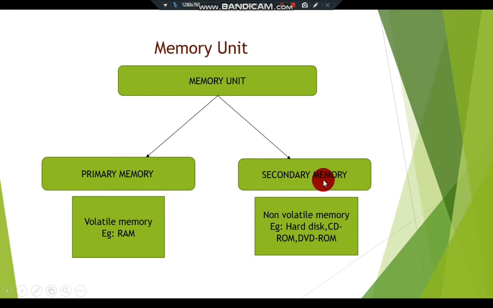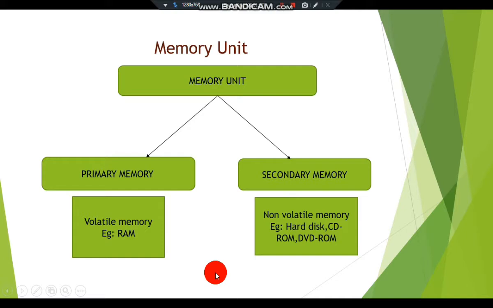Secondary memory is a permanent storage. The examples of secondary memory are hard disk, CD-ROM, DVD-ROM. These are all known as secondary memory. ROM means read only memory. RAM means random access memory, ROM means read only memory. CD-ROM, compact disk read only memory. These are examples of secondary memory.